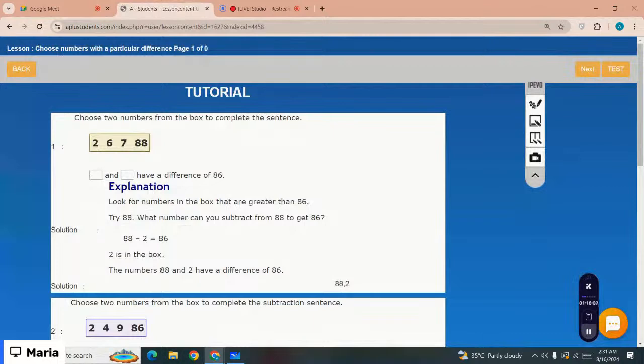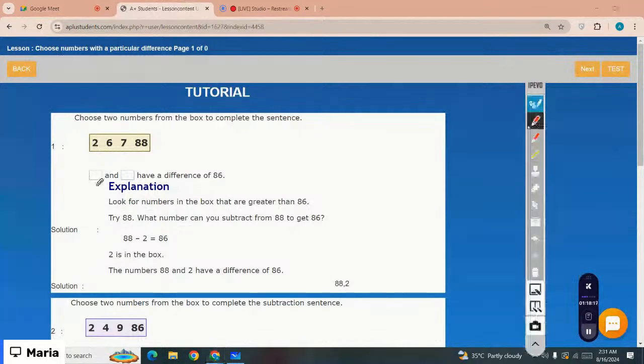Choose two numbers from the box to complete the sentence. So you have to select two numbers from this box. Dash and dash have a difference of 86. You need to select the two numbers whose difference is 86. So which is the correct option?